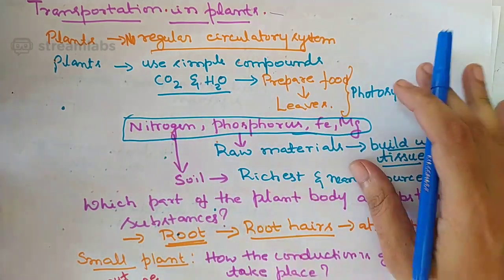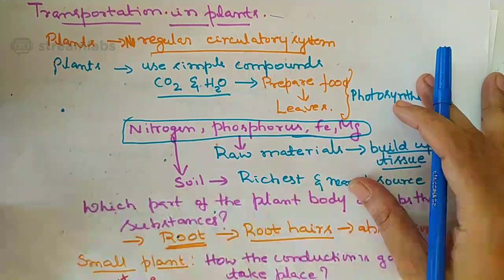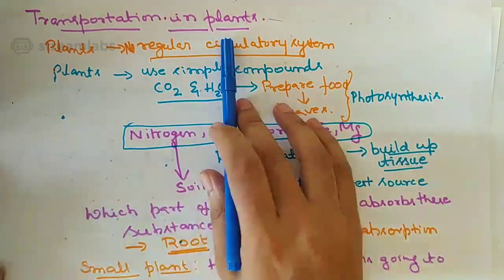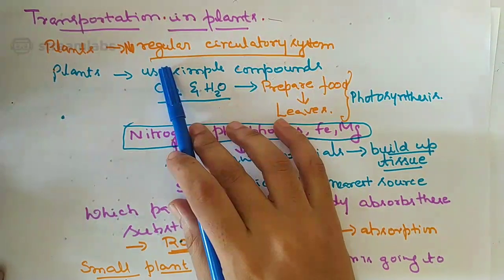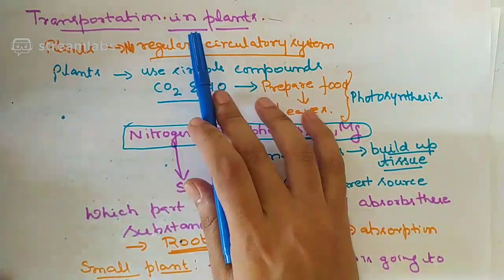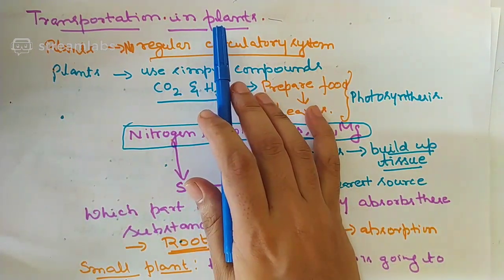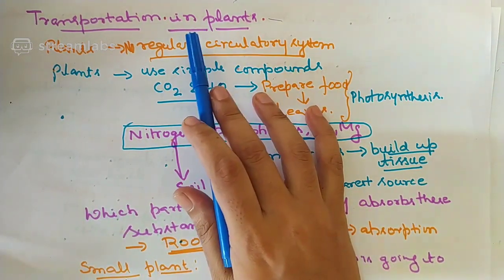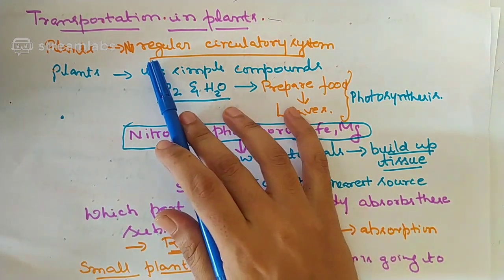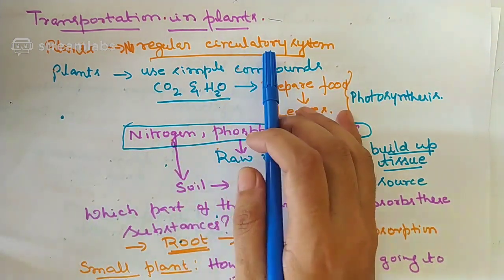Okay. So what did we study in our last class? We studied transportation in animals. So I have told you as well about transportation in plants. We ended with transportation in plants. In transportation in plants, I have told you there is no regular circulatory system.